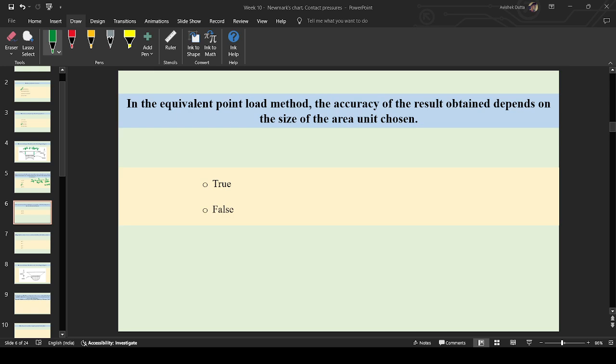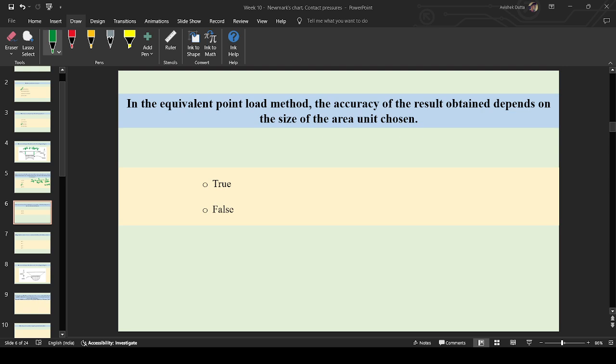So the accuracy of the result obtained depends on the size of the area. The more the number of areas, the more the accuracy increases. If I divide it like this, then I'm using a larger number of loaded areas, more sectors in these loaded areas. So the accuracy will vary as per the number of sections in the area I have chosen. So the answer over here is true.